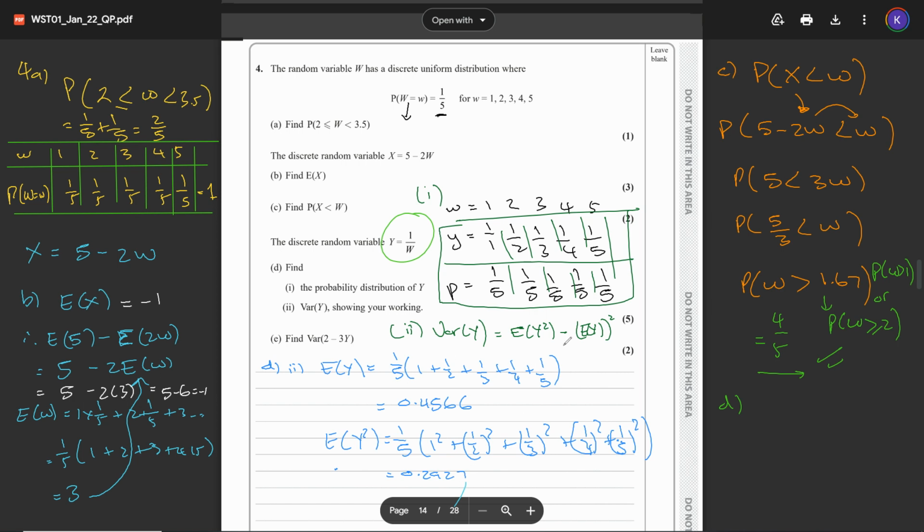So now we take that value and we subtract that value squared. Okay. So we're going to end up with 0.2927 minus 0.4566 all squared. And that comes to 0.0842, which will be my final calculation.